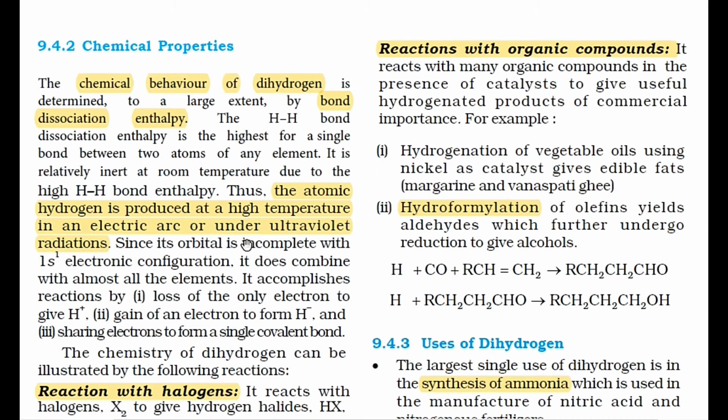Since its orbital is incomplete with 1s1 electronic configuration, it combines with almost all the elements. It accomplishes reactions by loss of the electron to give H+, gain of an electron to form H-, or sharing electrons to form a single covalent bond. So basically, it follows the kind of octet rule where the bond could be formed by losing, gaining, or sharing electrons to complete the duplet and achieve the nearest stable inert gas configuration of helium, that is 1s2.